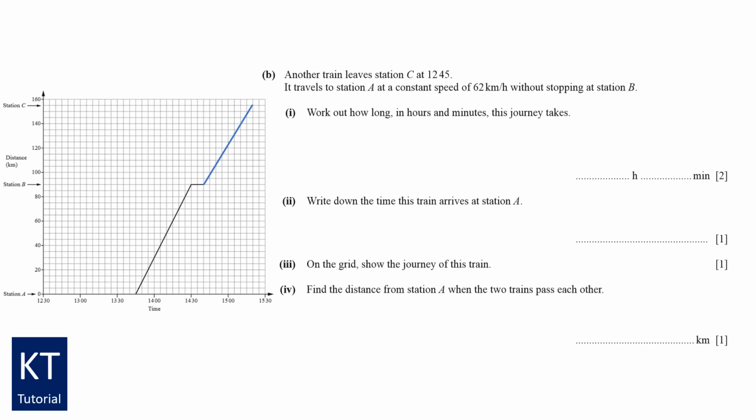Question 7b. Another train leaves station C at 12:45. It travels to station A at a constant speed of 62 km per hour without stopping at station B. Work out how long in hours and minutes this journey takes. The length in time can be calculated by dividing distance with speed.